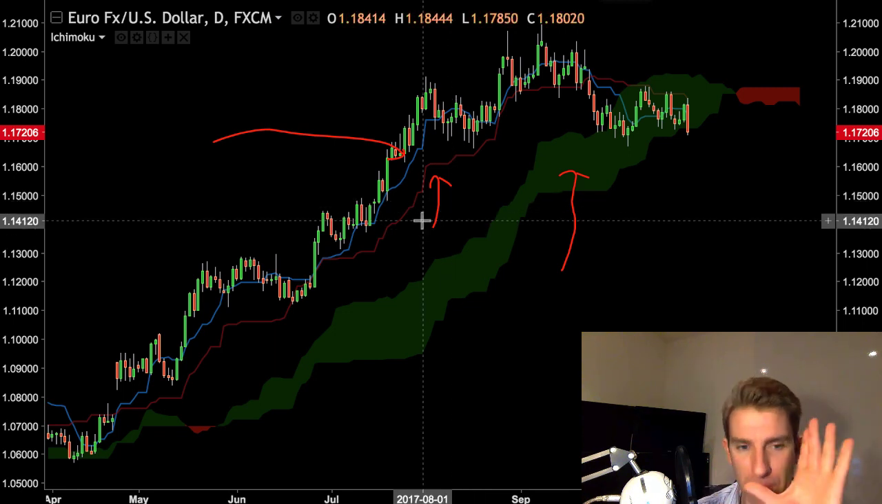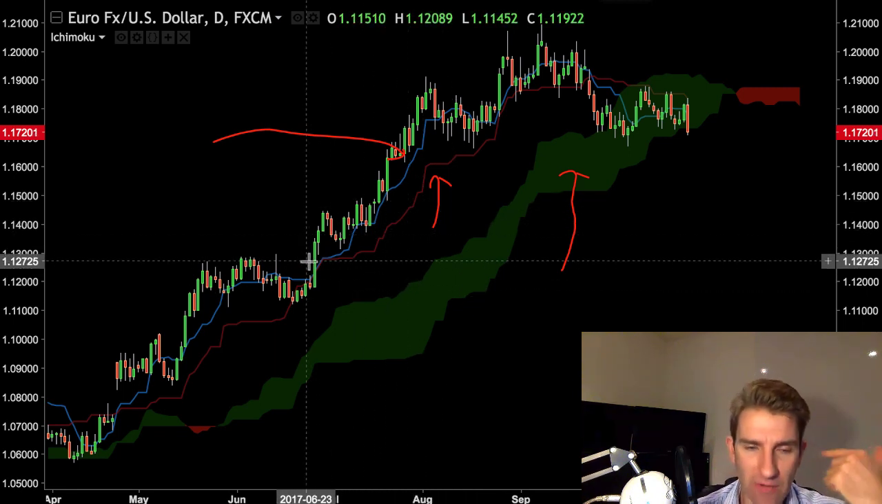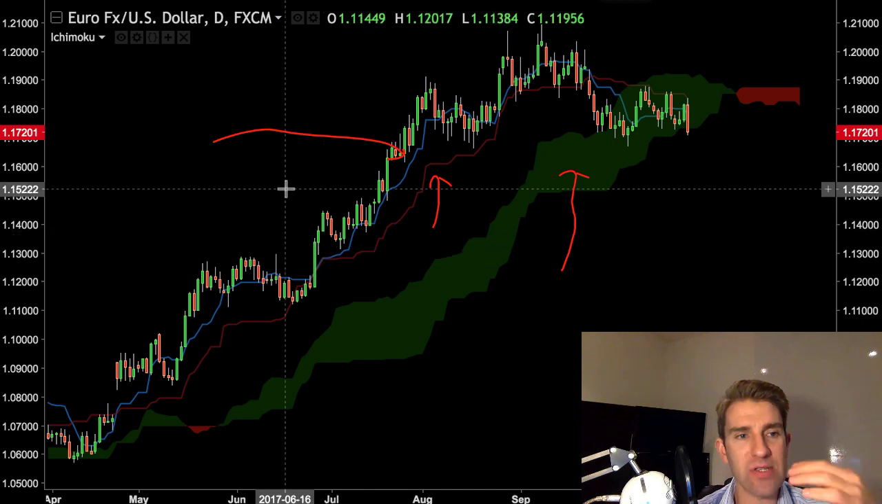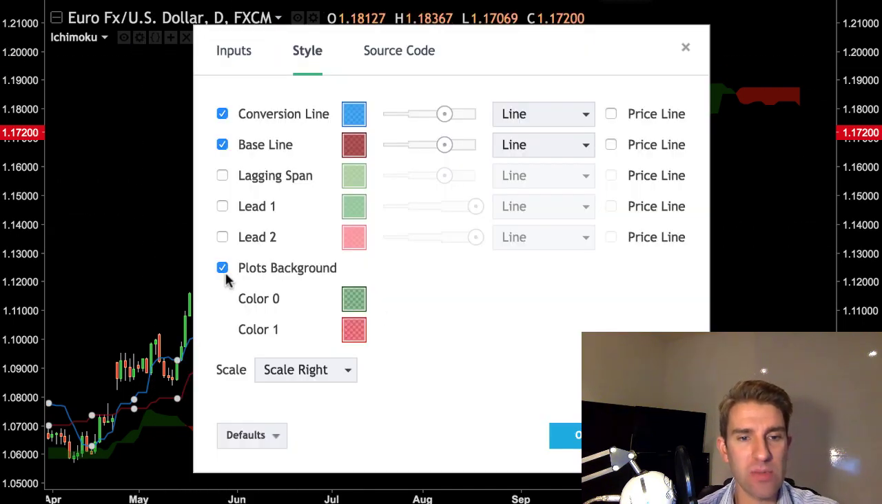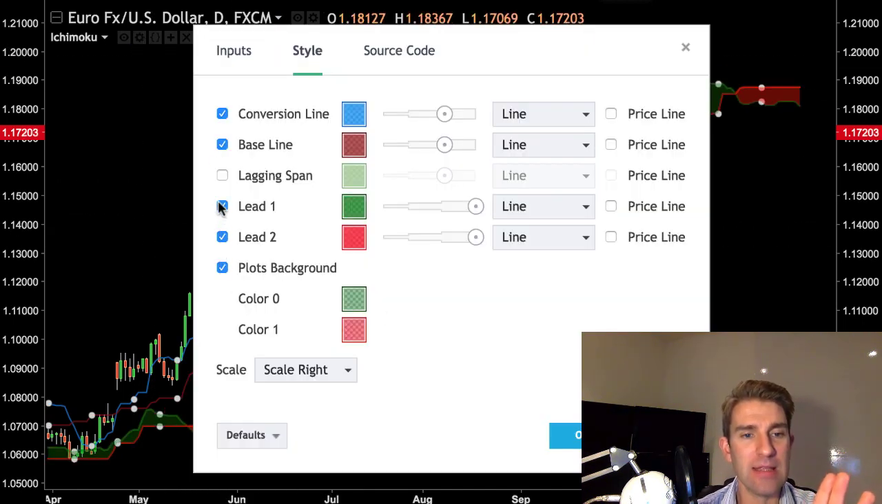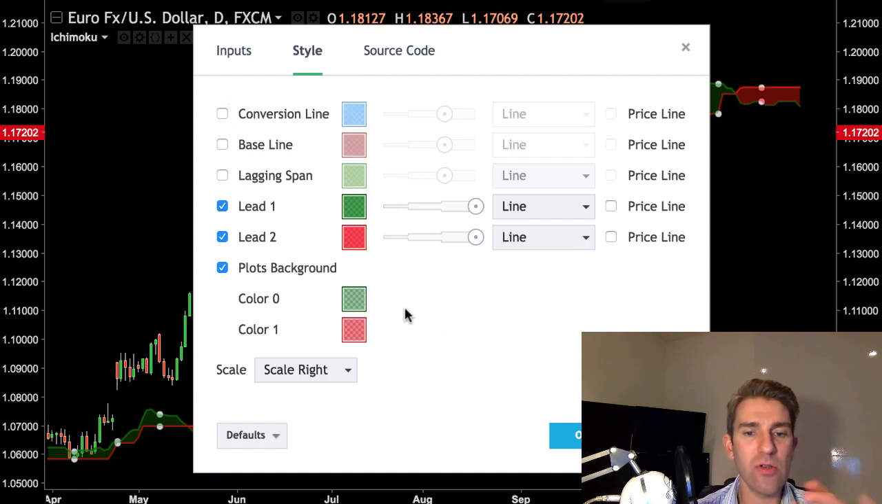Just put this in your mind now, that we're using a kind of crossover strategy with other stuff as well. We'll get to that in a second. I didn't quite suppress that plot background, did I? Never mind. This is now what we're going to look at. So those two moving averages, great.